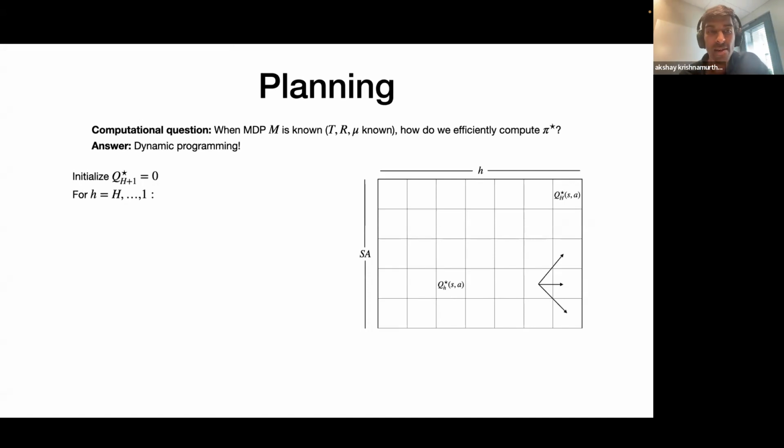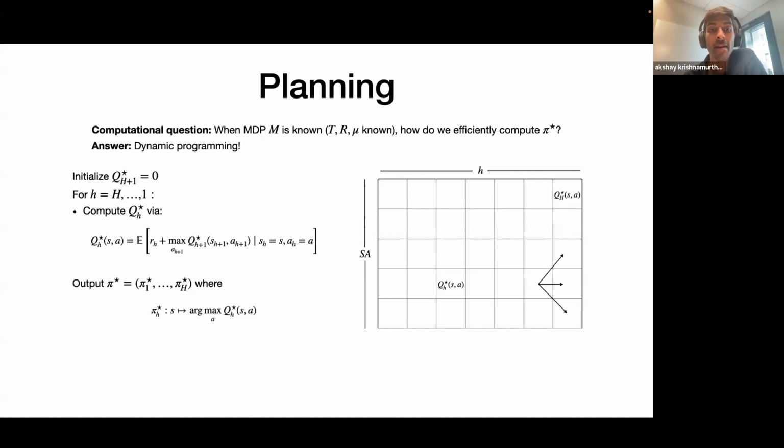So the details, I'm going to display them on the left. You start at the last time step, and you set the Q function to be all 0 because there's no more reward you can get. And then you go backwards in time from capital H down to 1. And you compute the Q_h star function via the recursive formula, which I showed you on the last slide. Since you've already computed the one for time step h plus 1, this is something very easy you can do. And then at the end, you output this policy that looks at this Q_h star function and takes the greedy actions.